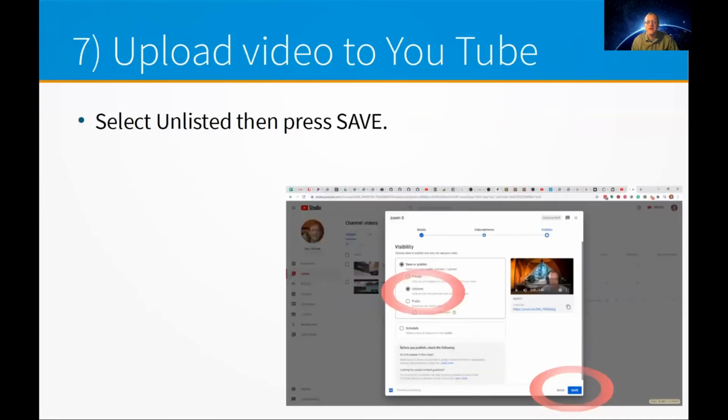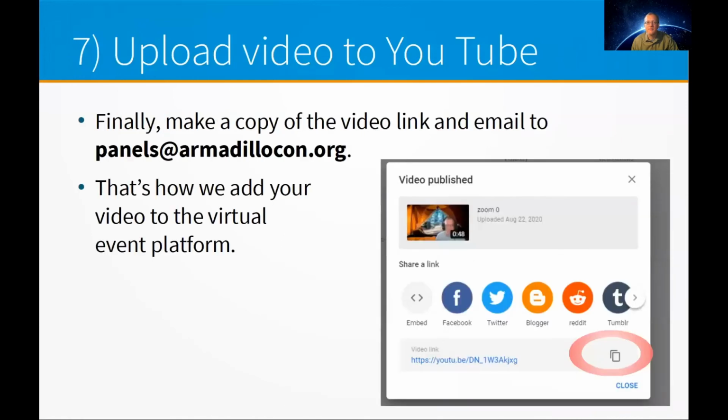And finally, we must mark this video as unlisted or public. The video platform service cannot use private videos. Click Save to continue. Now, YouTube gives us a final screen with ways to share our video. ArmadilloCon needs the video link string. Press the square icon on the bottom right to copy the link into your computer's clipboard. You can then paste that link into an email to ArmadilloCon.